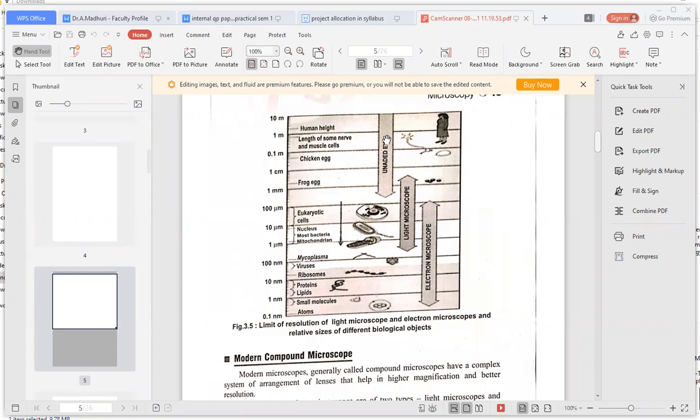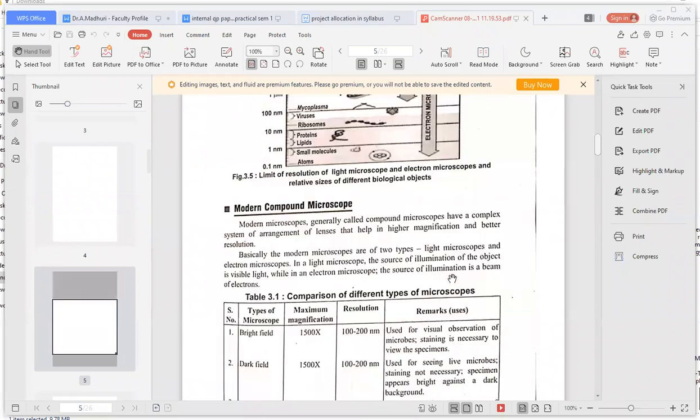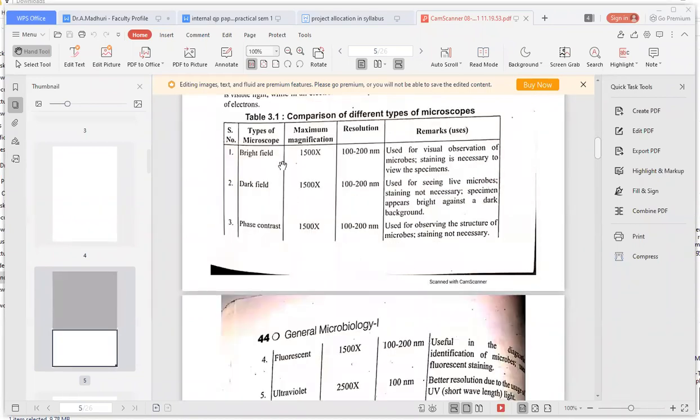Okay, so see the unaided eye, the range of the unaided eye is going below 1 mm. You can see 1 mm on the scale clearly, right? On the 15 centimeter scale, you can see 1 mm, right? So below 1 mm, the resolution of your normal human eye is below 1 mm, right? And the modern compound microscope, as I said, these are all the different types of microscope. And this is the magnification.